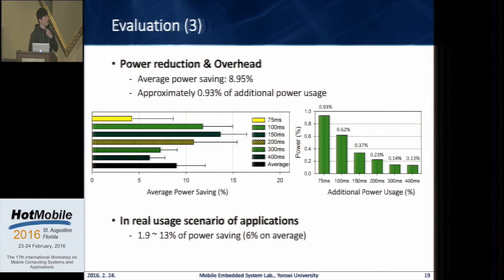Among various texting intervals, various applications, and texting input UIs, Tbooster shows 8.95% average power saving, and approximately 0.93% of additional power usage. And in real usage scenarios of applications, Tbooster shows 6% average power savings.